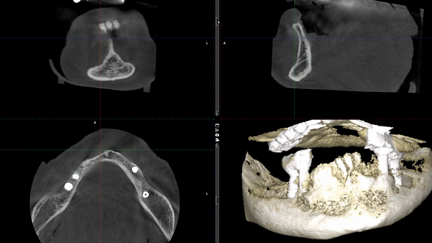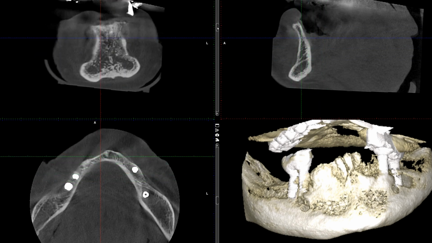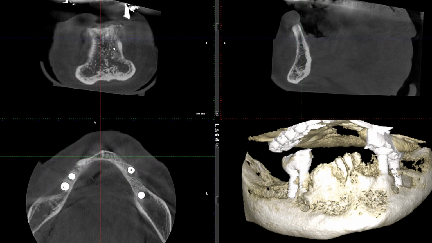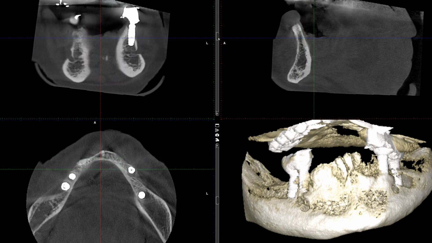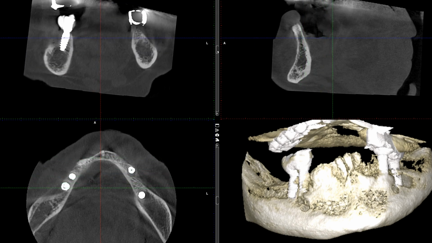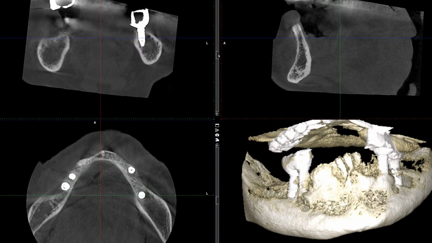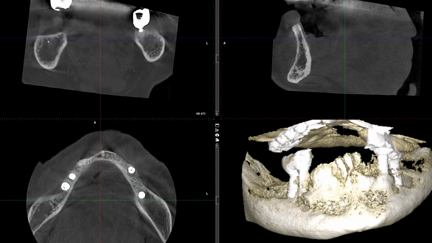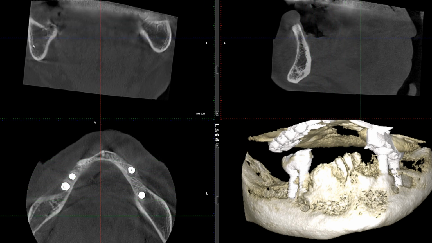Likewise, as we look through the coronal view, again the bone density isn't as high as someone who's younger, but we can see a little more trabecular pattern. And let's go distally, and I want you to see that there are large areas of radiolucencies in the posterior mandible.